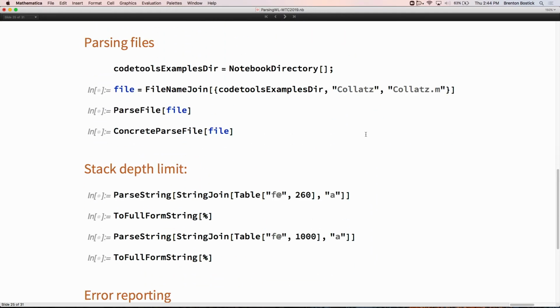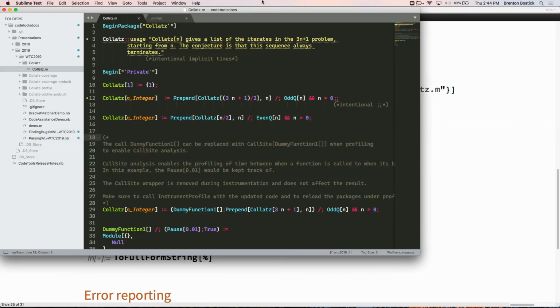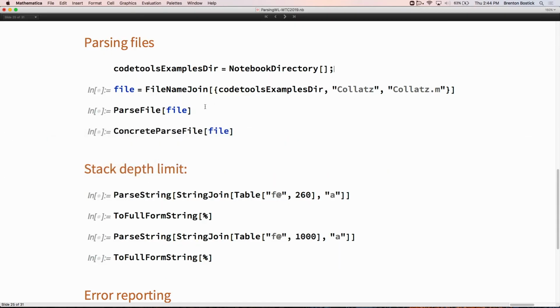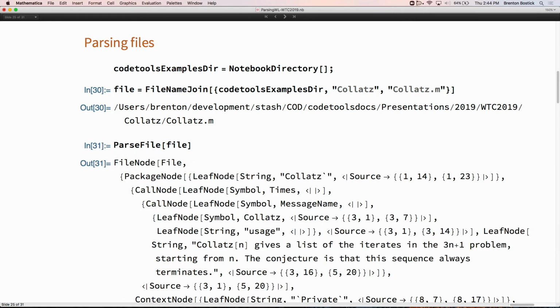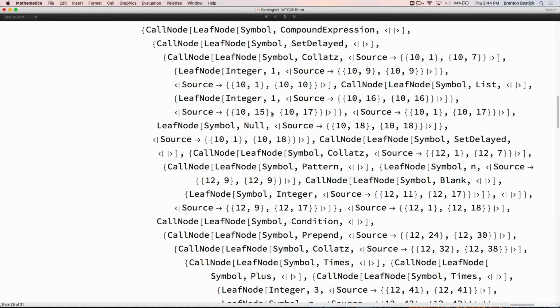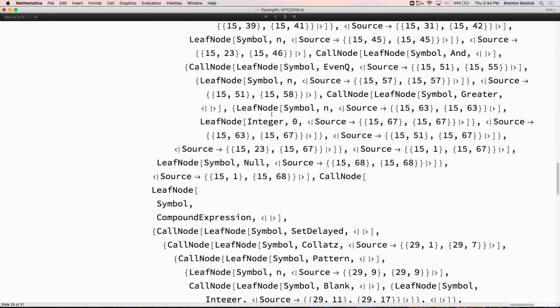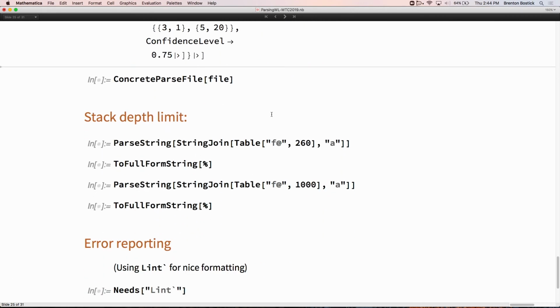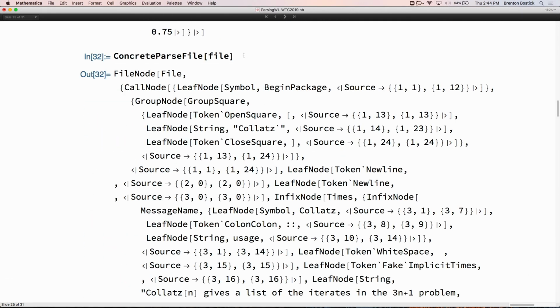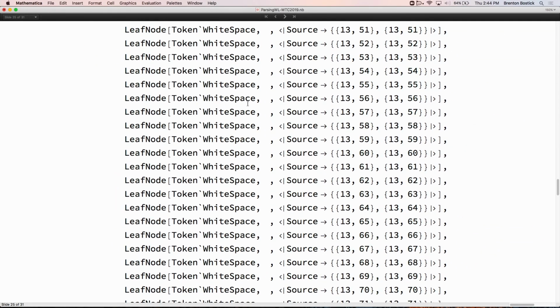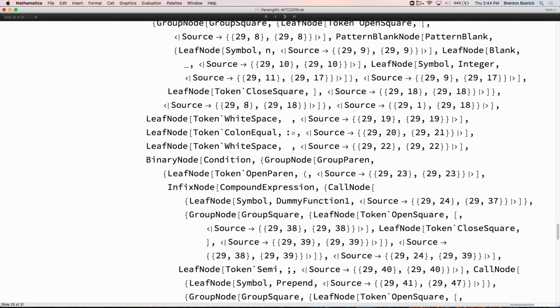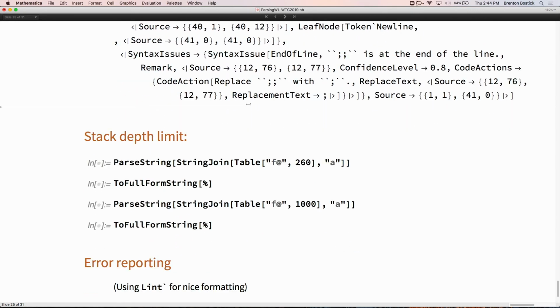But you might not just be dealing with strings, you might want to also be dealing with files. And so I have an example of the Collatz problem. This has other code in it that I'll be demonstrating later, but it's a common thing. It's just an implementation of the Collatz function. And so you can parse this file and get a big chunk of stuff back. I assume it's correct. I'm going to keep scrolling. And ConcreteParse gives even more structure back. Yeah, like white space, yeah. A lot of scrolling, okay.